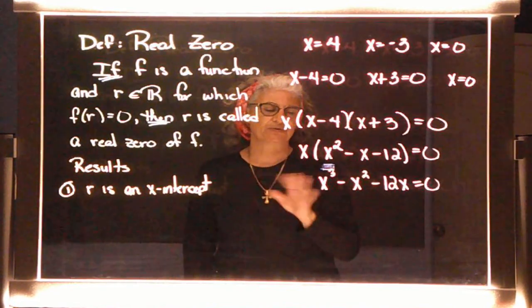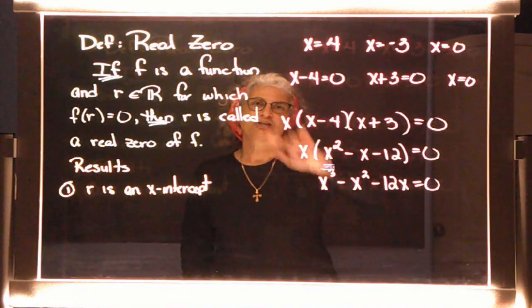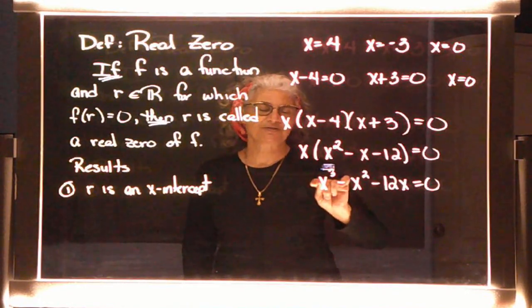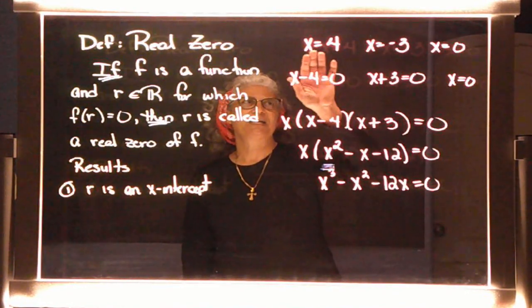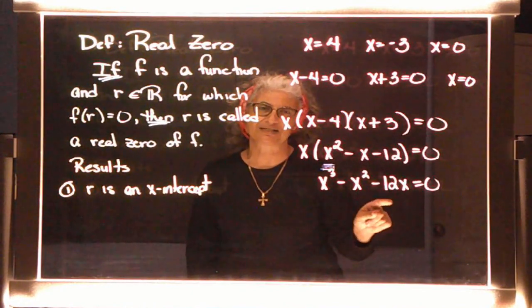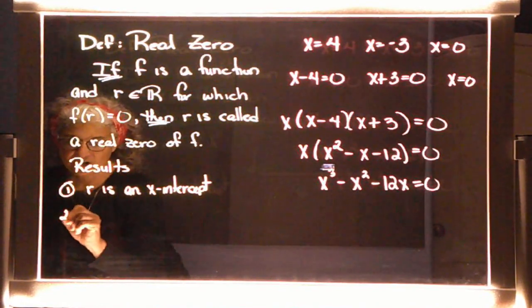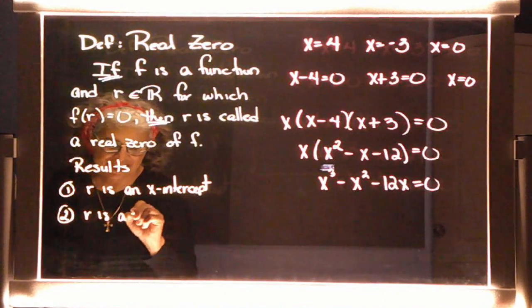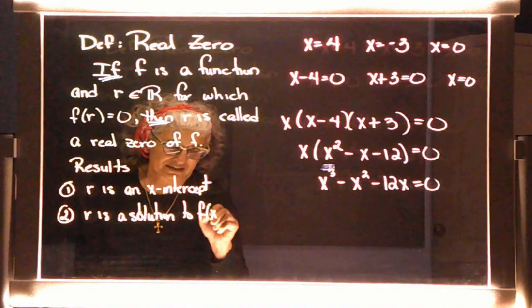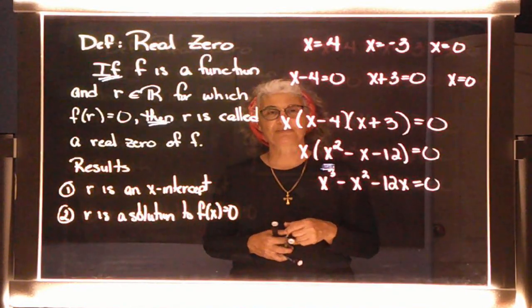So here's what we're used to. We're used to starting here with this third degree polynomial and then finding our x's, solving, aren't we? So here's the deal. If we're used to starting here and we're working these steps, these x's are also the solutions to this particular polynomial, isn't it? Well, there's a second result. R is a solution to f of x equaling 0. It's also a solution. Are you with me?